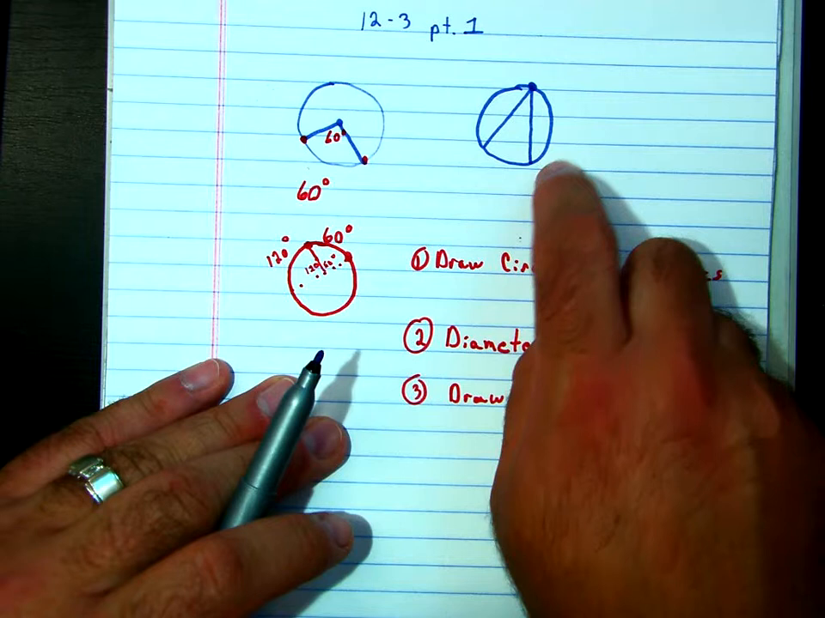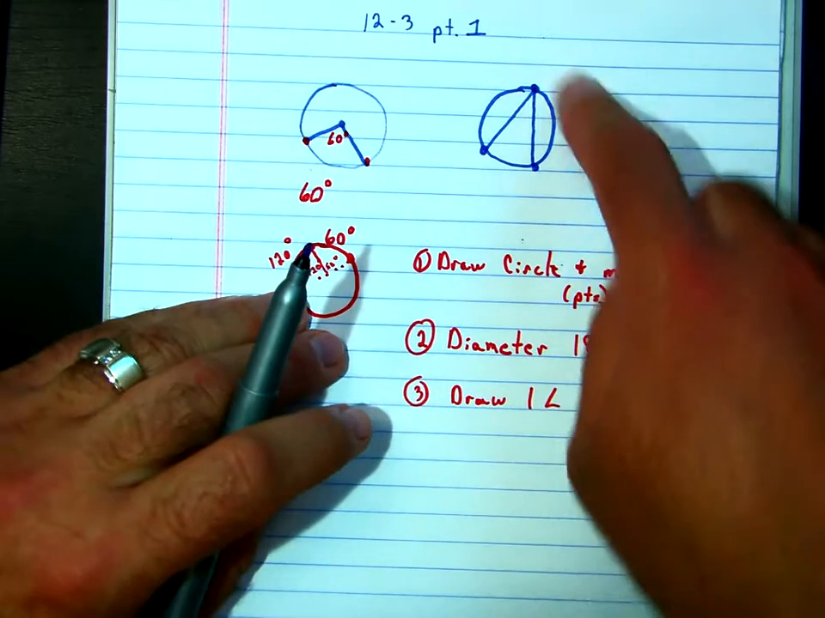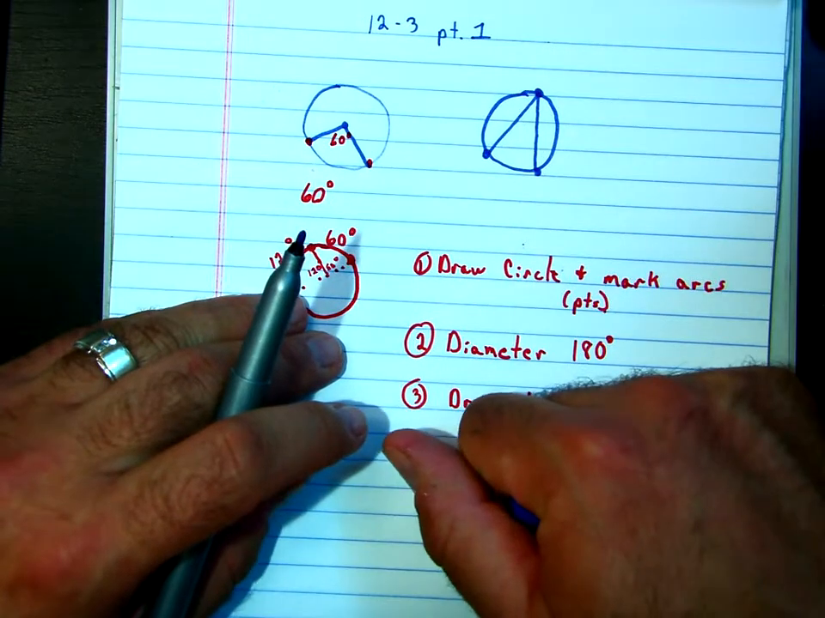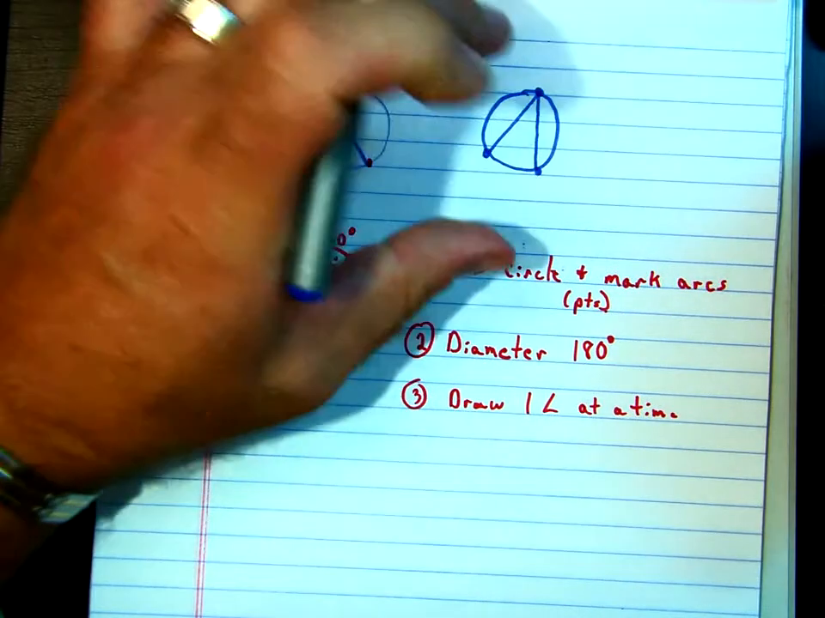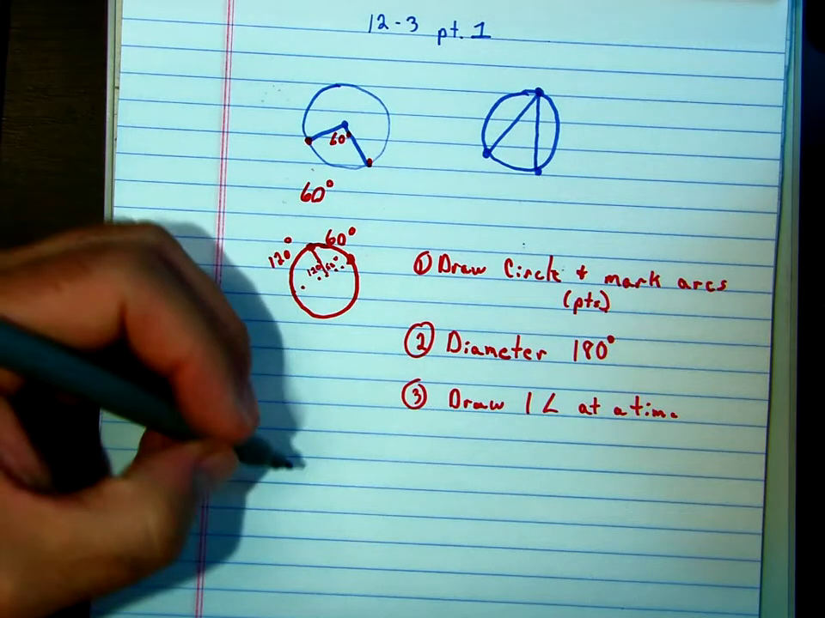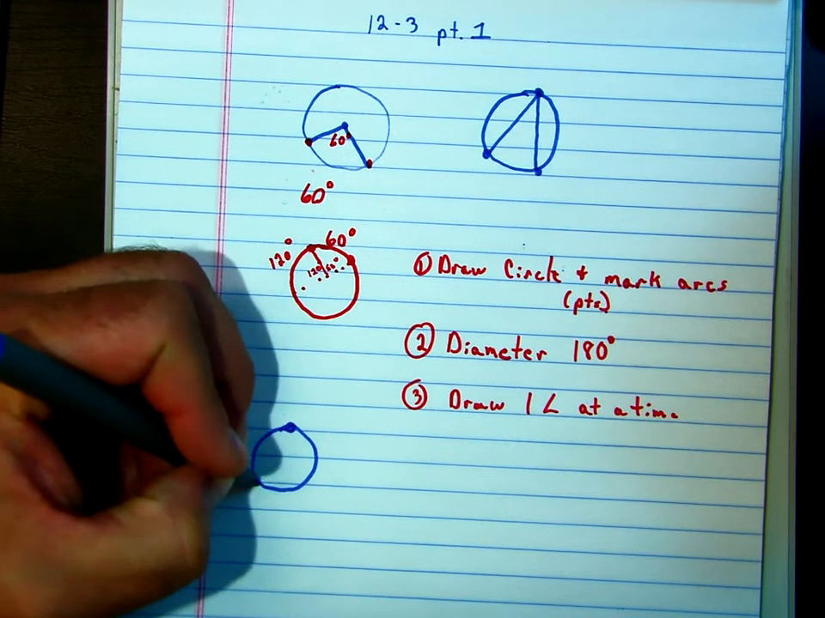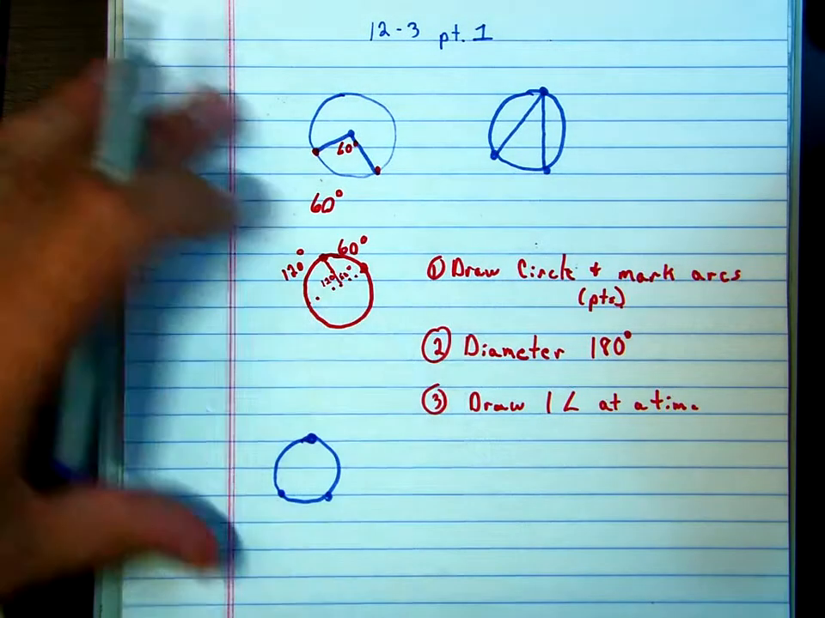There's an arc here, there's an arc here, and an arc here. 1, 2, 3. And you know all 3 of those arcs will add up to what number? Correct, 360 degrees. So this is why it's important to take it piece by piece. So when you would go to redraw it, if you were doing a problem, you would draw the circle, and you would just put those 3 dots on there. And then you'd start piecing it together.